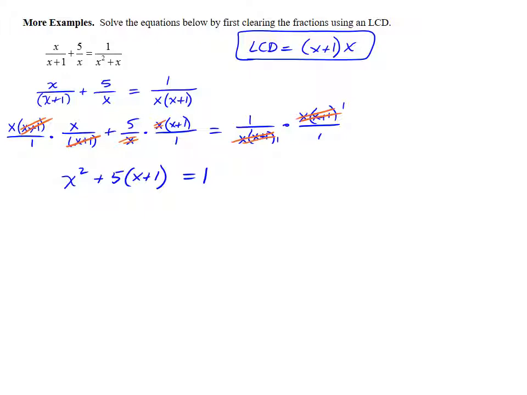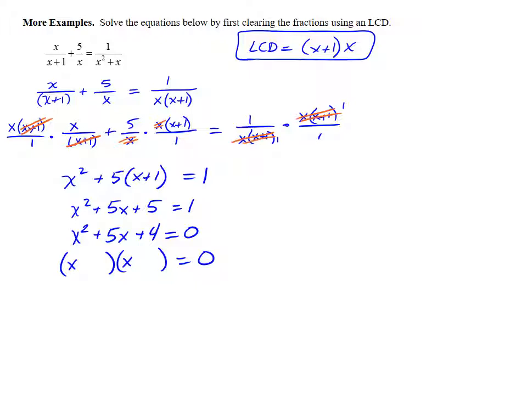So we now have an equation without fractions. X squared plus, when I distribute, I get 5x plus 5 equals 1. Subtract the 1 from both sides, I get x squared plus 5x plus 4 equals 0. It's a quadratic equation, so factor. I have x and x. 4, well, two factors of 4 that make 5 are 1 and 4, so I'm going to use plus 1 and plus 4. Set each factor equal to 0. X plus 1 equals 0 means that I have x equals negative 1, and x plus 4 equals 0 means I have x equals negative 4.